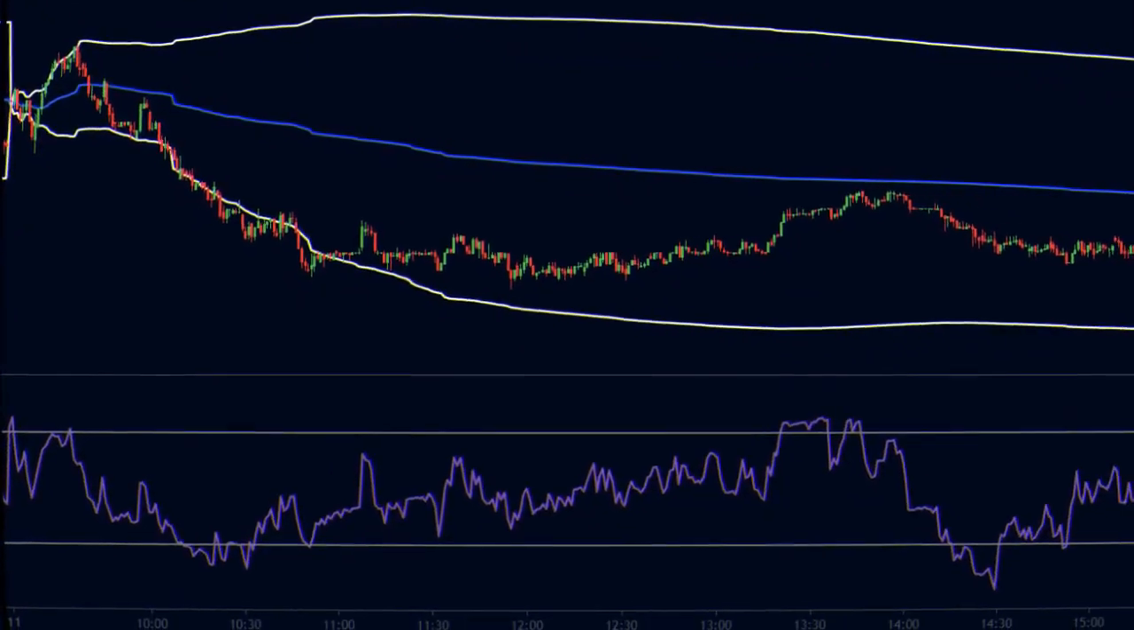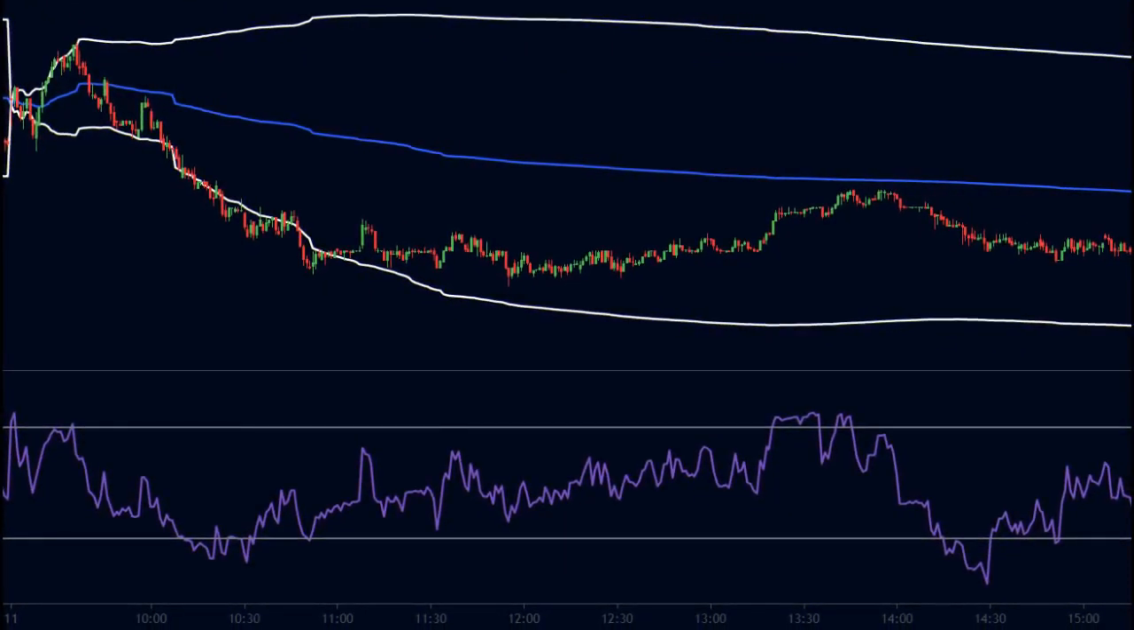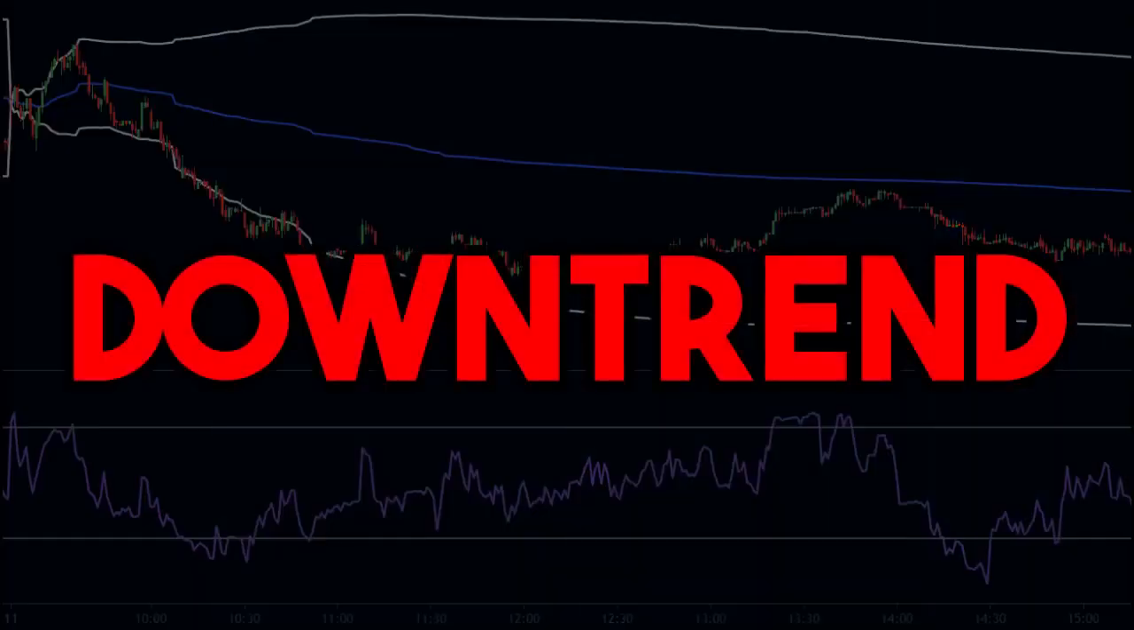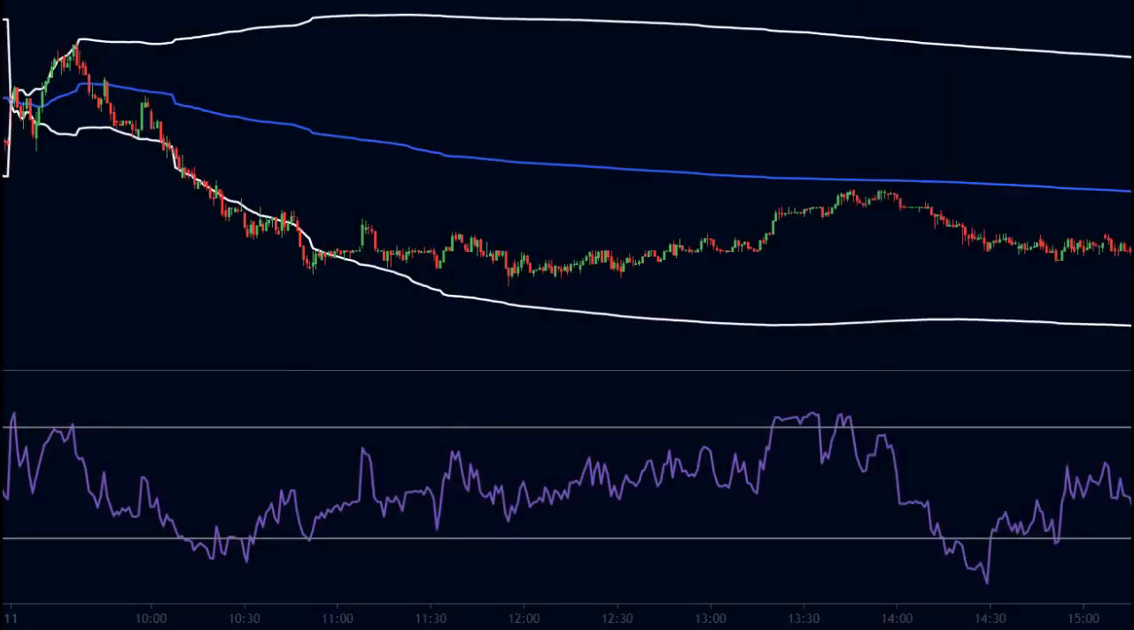Let us now look at a downtrend. Here on this chart, we see that the price was consistently trading below the Vwap. We also see that the price stayed around the lower band for a long time. So, we can say that the price was in a strong downtrend. So, we would want to sell here.